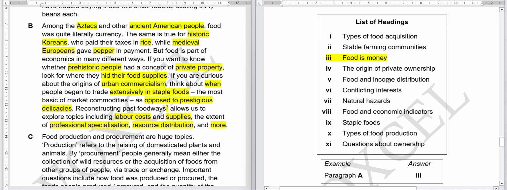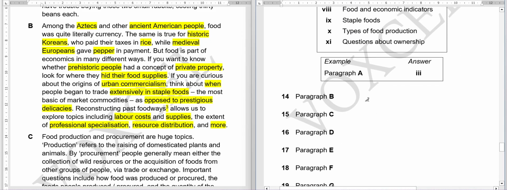Okay. Fifth, food and income distribution. Can this be our answer? No, because there is no mention of that. Conflicting interest? No, again. Natural hazards? No, because there is no mention of natural hazards. What kind of natural hazards could there be? Like earthquakes, typhoons, tsunamis, floods, droughts. Is there any mention of these words? No. Eighth, food and economic indicators. Can this be our answer?